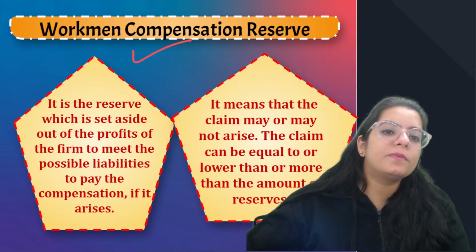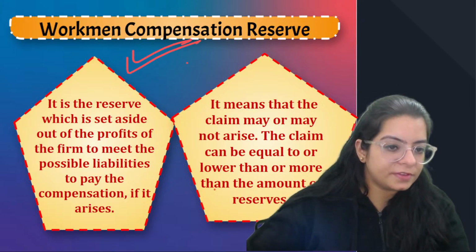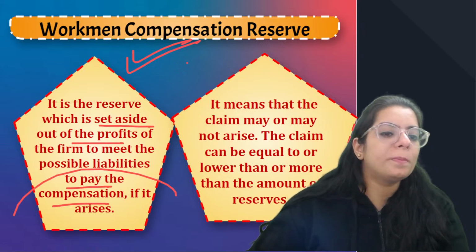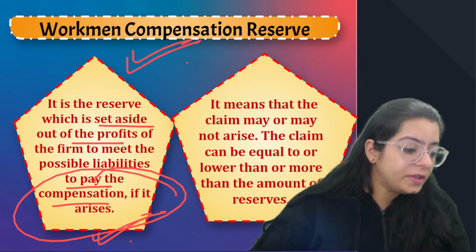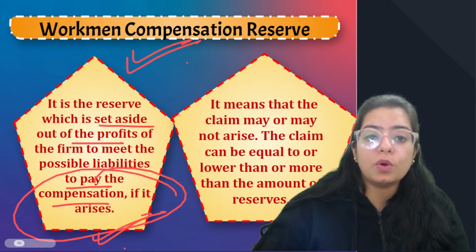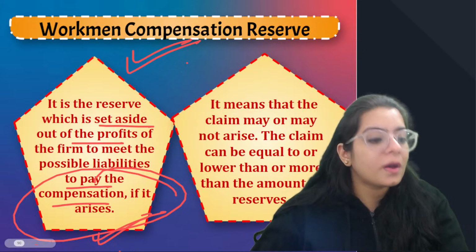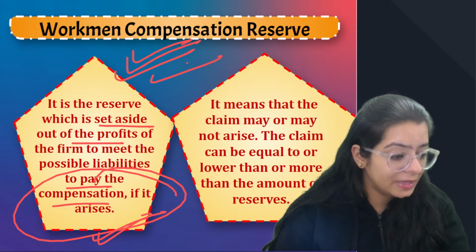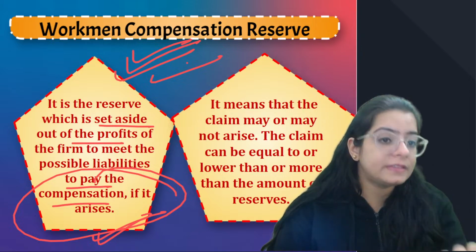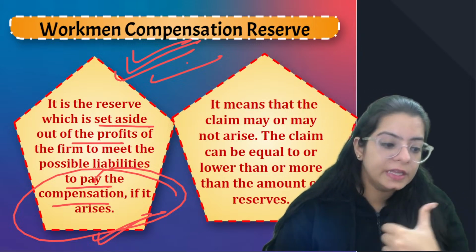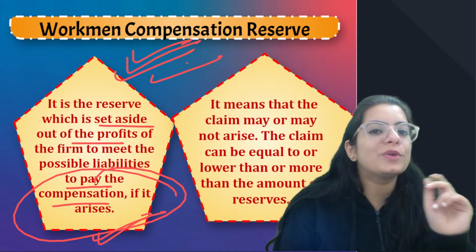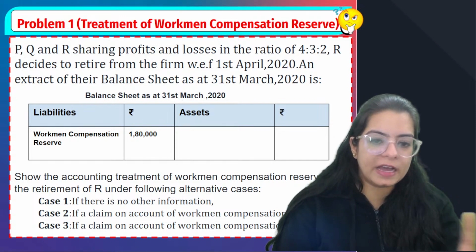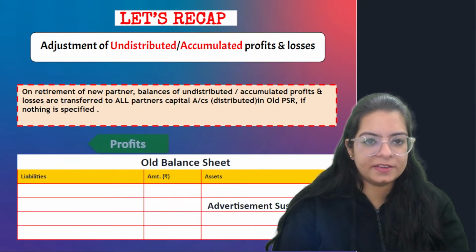Next is WCR, Workman Compensation Reserve, the compensation which we keep aside out of profits to meet the possible liability to compensate the employees or workers if anybody gets injured or anything happens to any of the workmen while working. So to compensate them, we create a reserve, WCR. We have understood this in the last chapter. Change in PSR, we understood it, and I told you that this is going to remain the same for the further chapters. So watch that video.